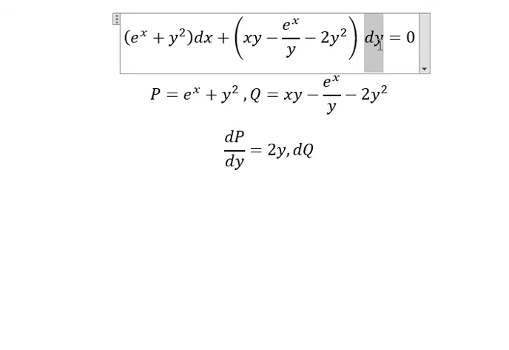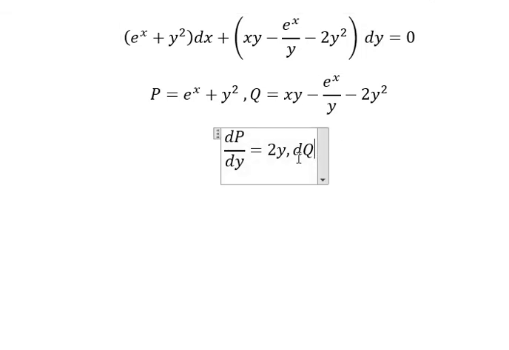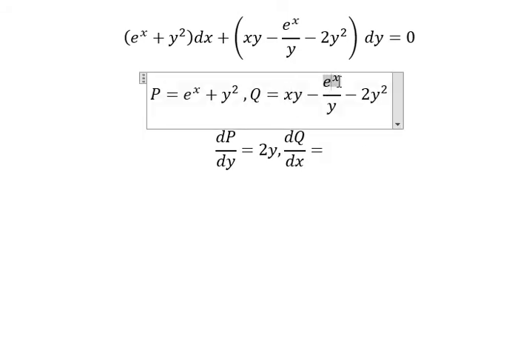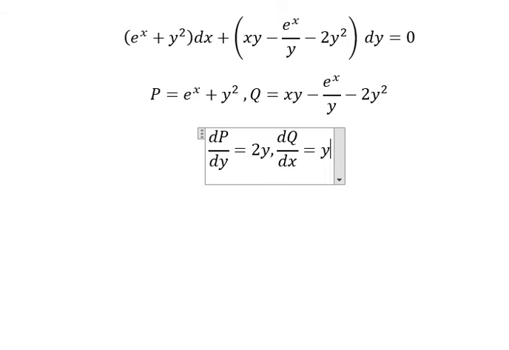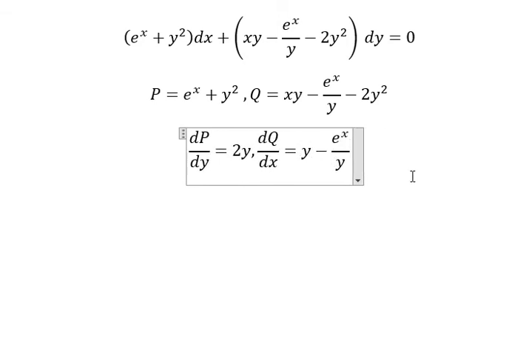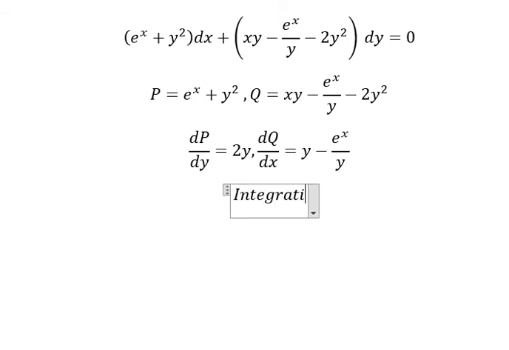This one we have dy, so we need to do first the derivative of q with respect to s. We just have this one in here and here. So we have y minus e to the power of s over y. We see that this one is not equals to this one. So in this situation, we need to use about integrating factor.